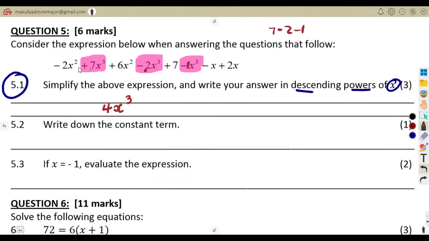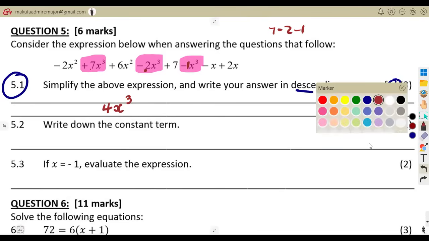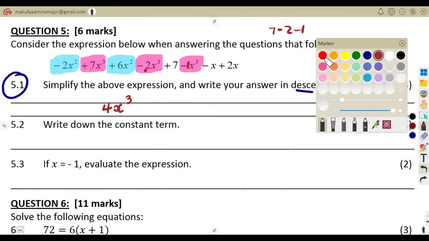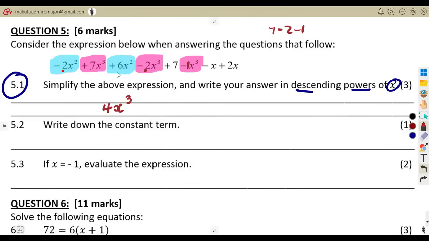We move on to the squared. Remember, in descending order, in powers of x, we start with 3. We go to 2. So in terms of 2, there is minus 2x squared. There is plus 6x squared. This is the part where we have the exponent of 2. So the numbers minus 2 plus 6. Minus 2 plus 6, that's 4. So it is going to be plus 4x squared. Remember, there is x squared there.